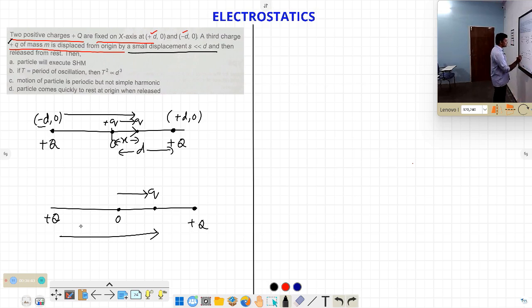So this is the distance d from here to here, and this is the displacement x which is given. So the total distance is d plus x. Now similarly for the second charge, what is the distance? Okay, d is the distance of the plus q.